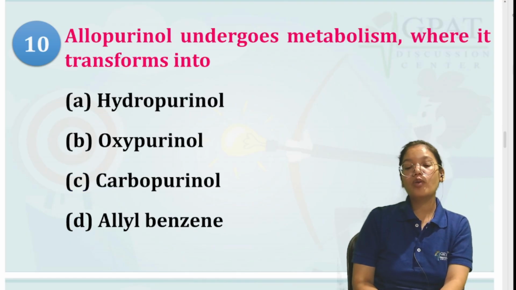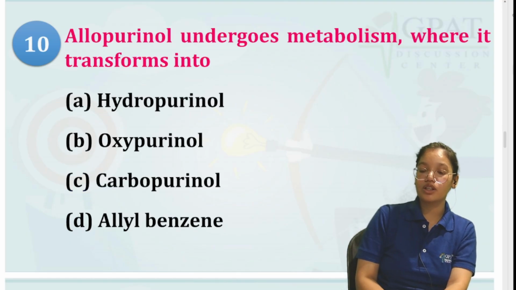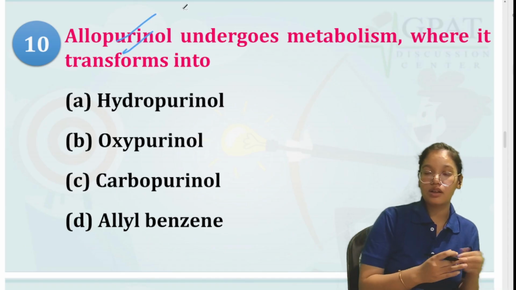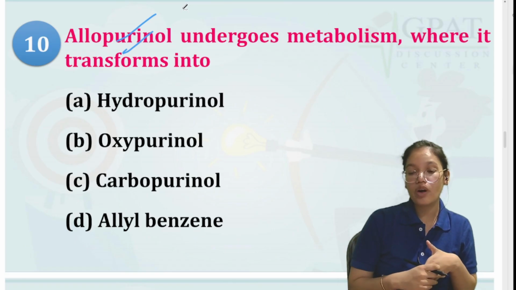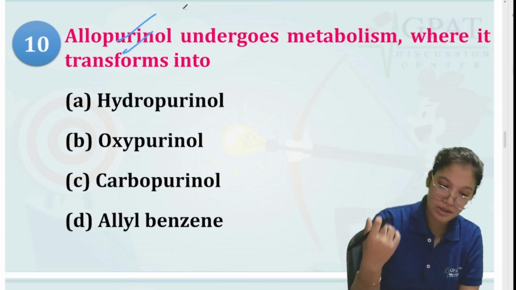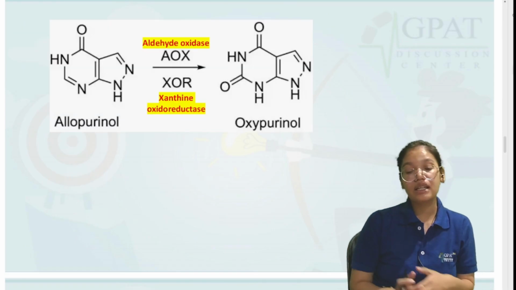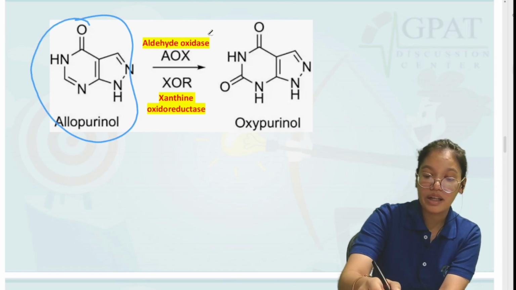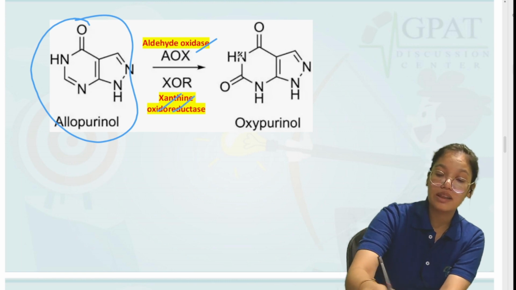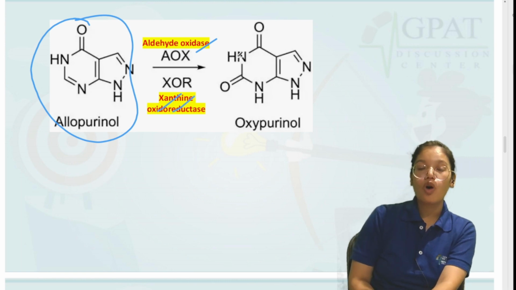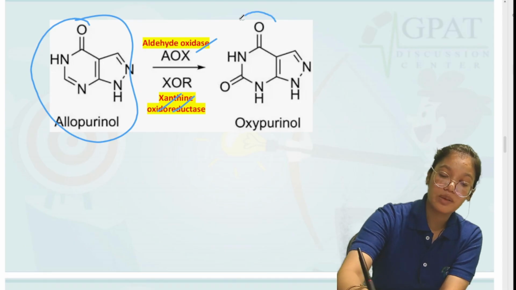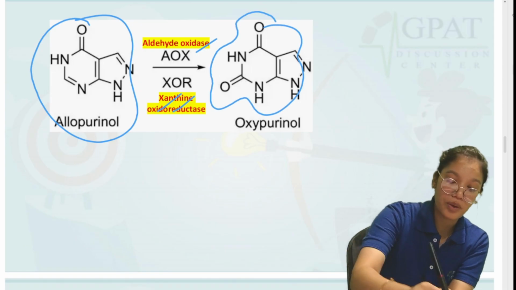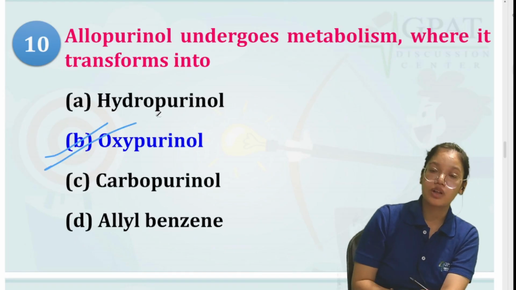Then next we have: allopurinol undergoes metabolism where it transforms into. They are asking the question from the metabolic reaction of allopurinol and what particular drug it forms after its metabolism. Let us see the metabolic reaction. Allopurinol is metabolized in the presence of aldehyde oxidase or xanthine oxidoreductase to oxypurinol. So oxypurinol is the drug that is the metabolic product of allopurinol. So the answer is oxypurinol.